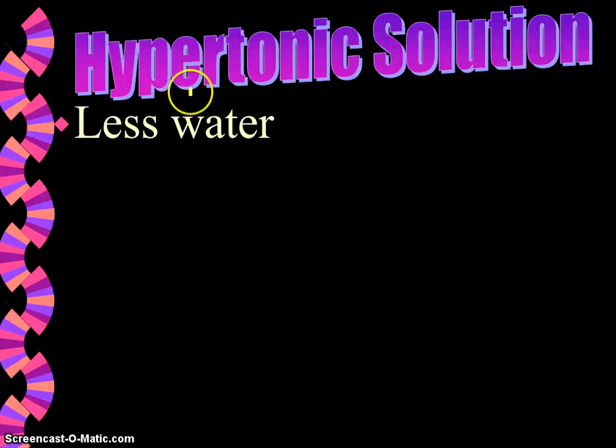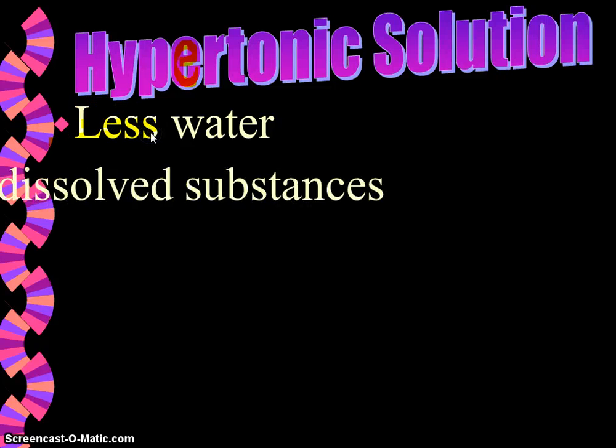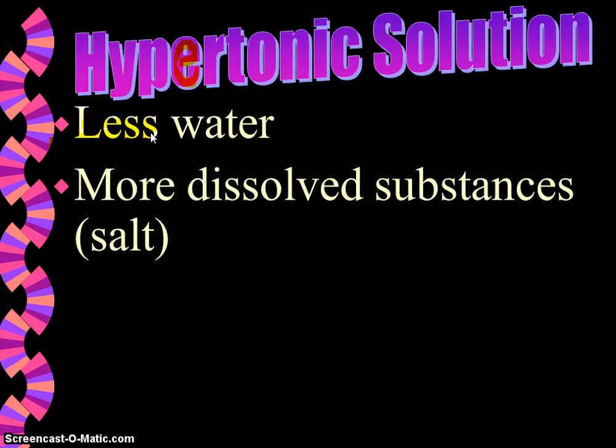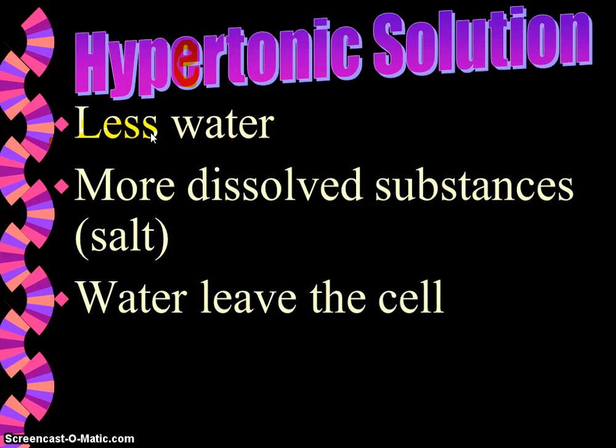Hypertonic solution means that there's less water, and there is an E here. So we have less water on the outside, and there's more salt or dissolved substances. So water is going to leave the cell. Again, there's more water inside the cell, so it moves from high to low.